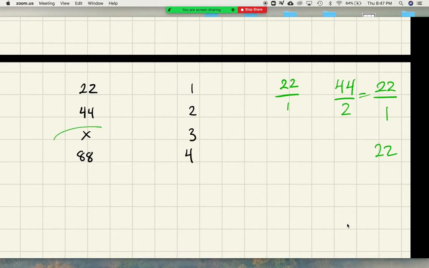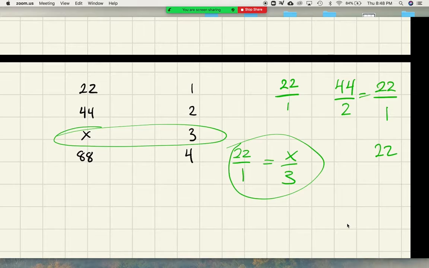So that means x over 3 has to equal the same as all of this. It would be 66 over 3, but the equation would be either 22 over 1, or you could do 44 over 2 equals x over 3, or you could do 88 over 4 equals x over 3, because once you divide them, they'll all equal the unit rate, including that x divided by 3. You just don't know what that x is.